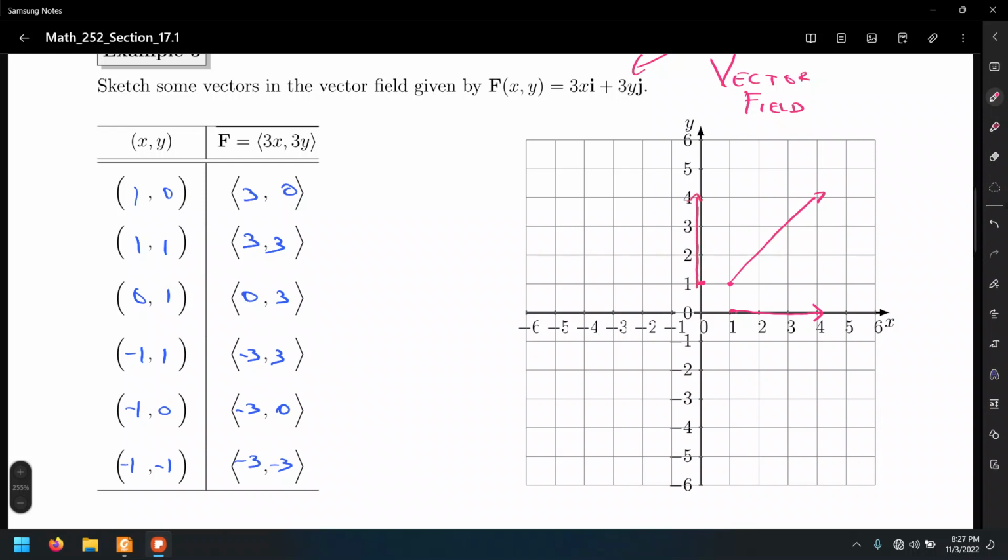For the point, what's next? (-1, 1). That's going to be negative 3 units in the x direction and 3 units in the y direction. What's next? (-1, 0). That's going to be negative 3 units in the x direction, no units in the y direction. And one more, (-1, -1).